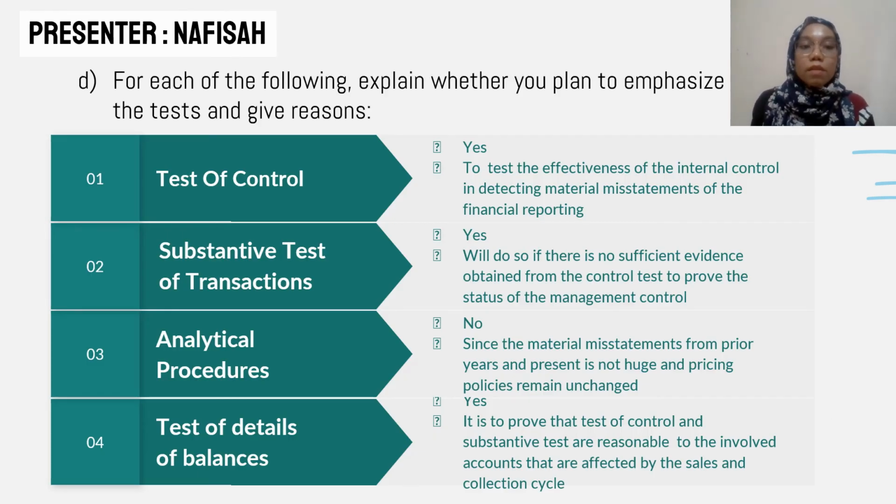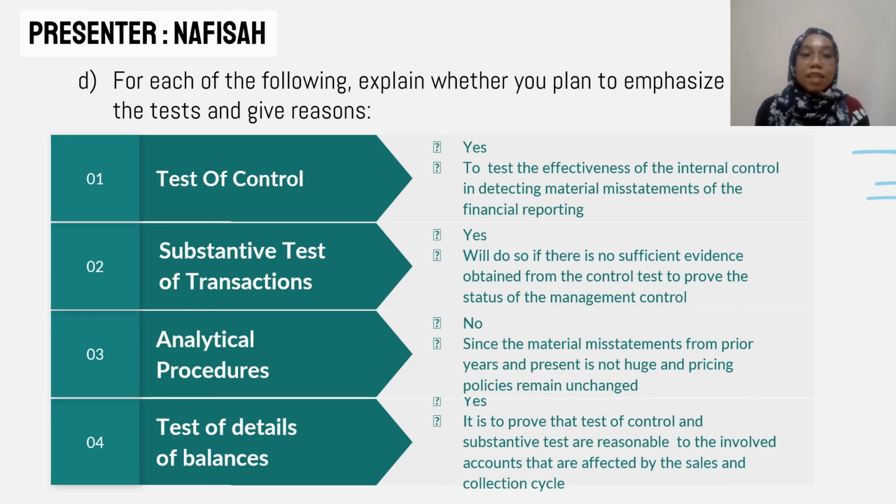For this question, for each of the following, explain whether you plan to emphasize the test and give reasons. Okay, the first test is test of control. Yes, we are going to emphasize this test because from the case, we can see that this company has management issues, and therefore, to test the effectiveness of the internal control in detecting material misstatements of the financial reporting, we decide to perform this control test.